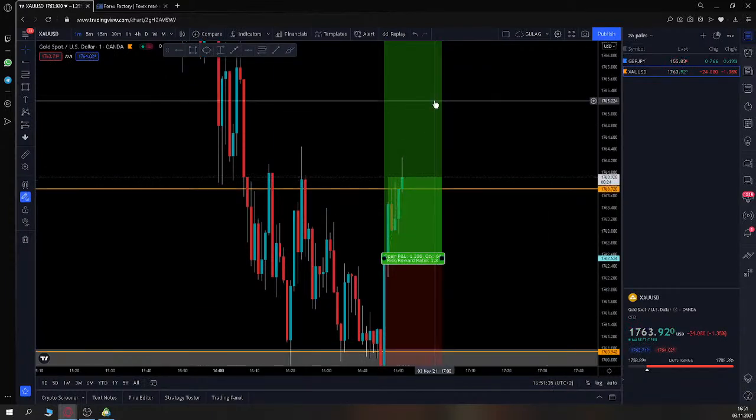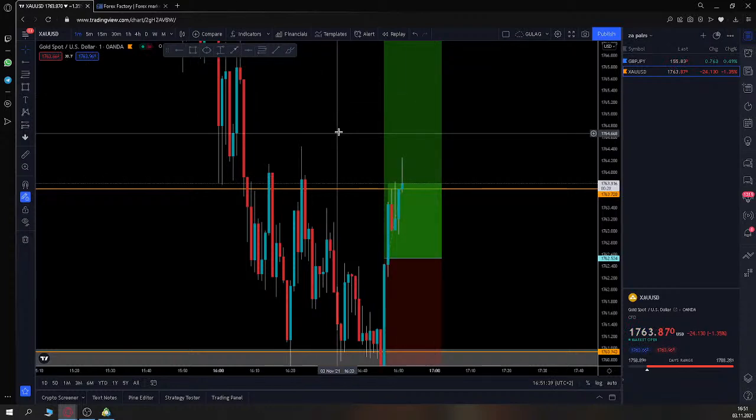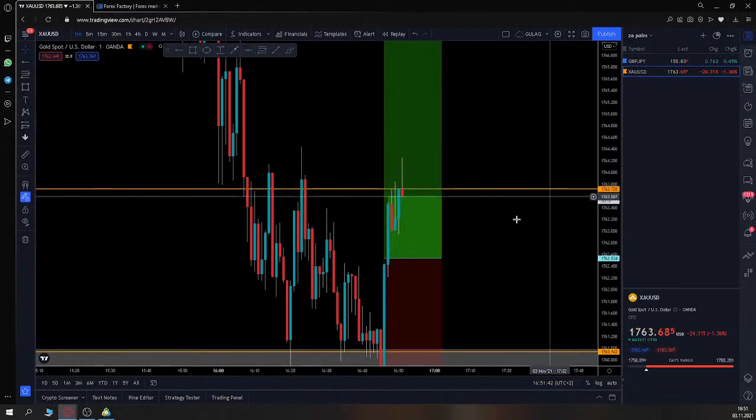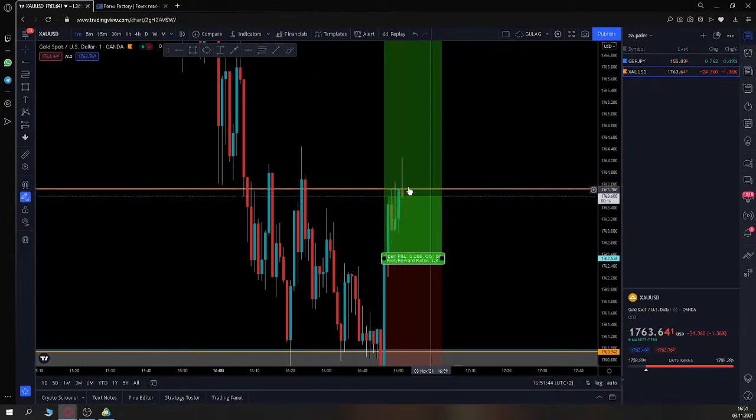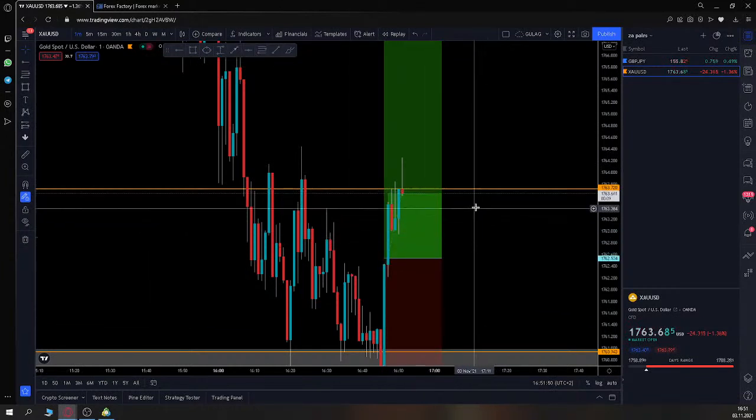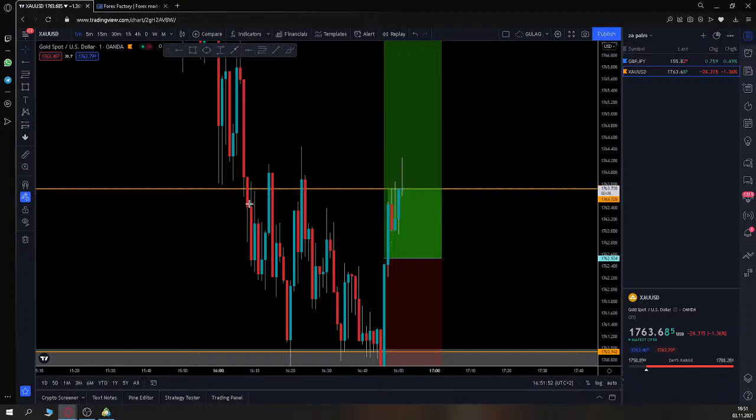30 seconds. Okay, if it has trouble closing above this, there's a problem, because we need a closure above this level right here. So yeah.